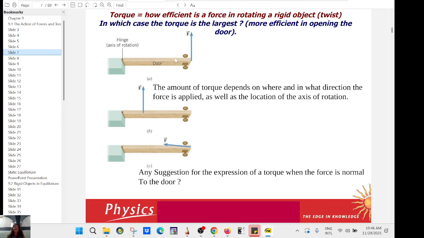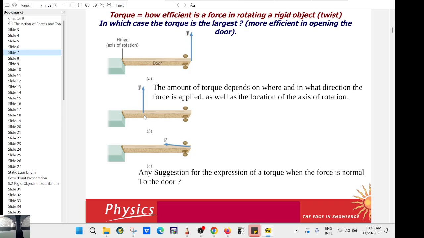So let's find out what should be inside that torque. The force, does it matter? If I apply a little force or a big force, does it matter? Yes, right? The larger the force, the more spinning you get. So the torque should have inside the force that you are applying. And then the location of the force, does it matter? If I push here, will it be easier than if I push there?